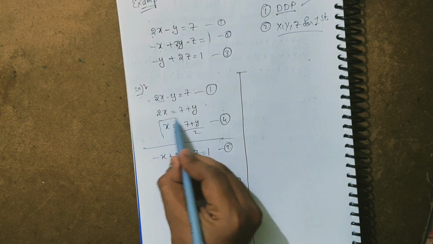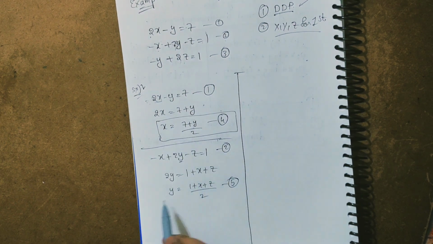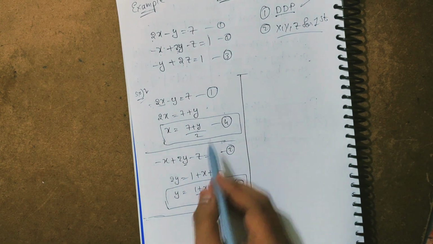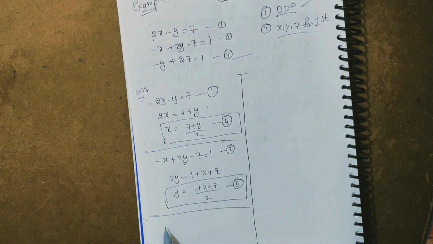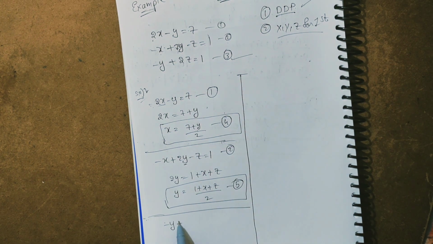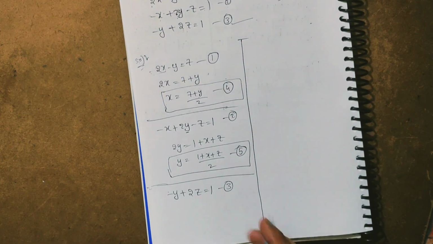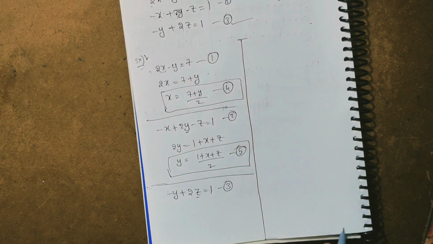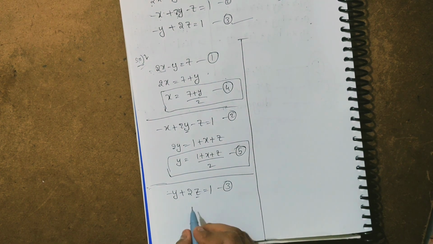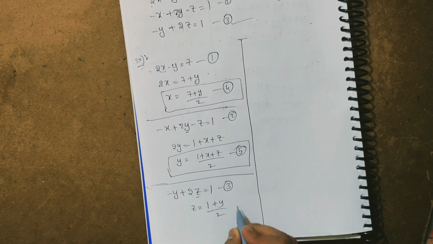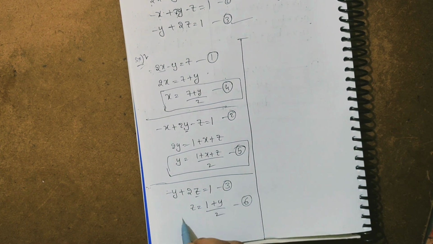We have the x value here, and now we have the y value here. Let's find z. We have to take the third equation for z. It should be minus y plus 2z equal to 1. This will be the third equation. Now let's keep z on the left side only and move unwanted variables to the right side. z equal to 1 plus y by 2. This will be your sixth.